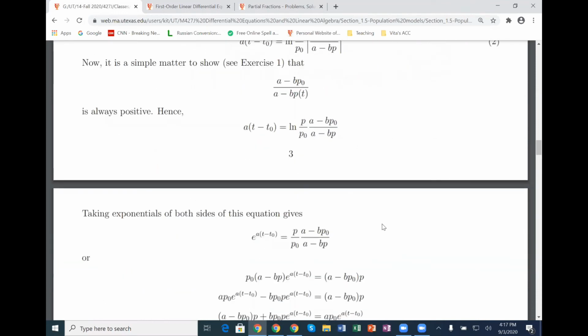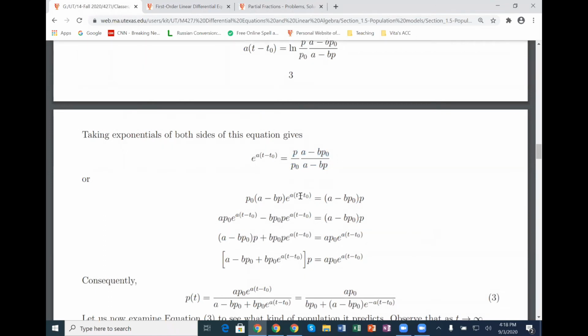Next step. Let us raise E to the left-hand side and to the right-hand side. E to the left-hand side is over here. E to the right-hand side is the following: E to the power ln of the whole expression. But remember, ln kills E. So E to this power is just this expression. It's exactly what we have here.